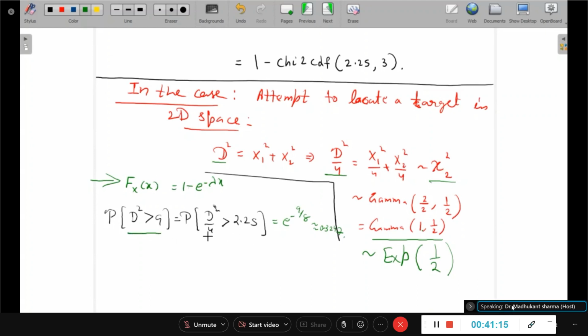D square greater than 9, so d square by 4 is greater than 2.25. If you recall, the probability of X greater than or equal to x is going to be e to the power minus lambda x. So it's going to be e to the power minus 2.25 by 2, where x equals 2.25. So it's going to be approximately 0.3247. Okay, any question?